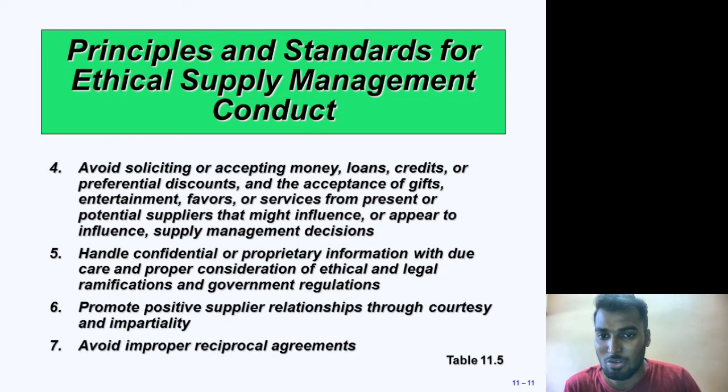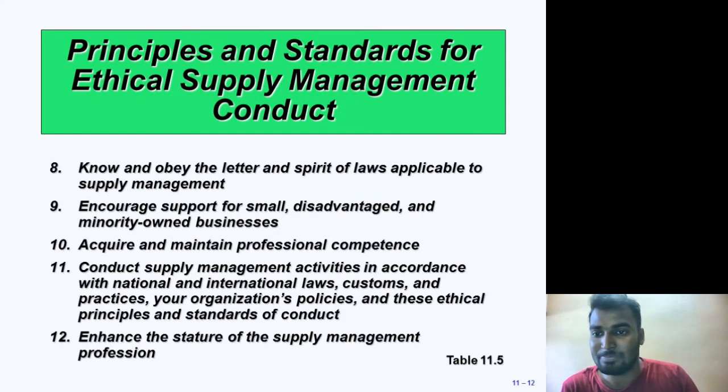Accepting money, loans, or what we call a prime, are all things we need to avoid. Confidential and proprietary information has to be handled properly, abiding by the rules of government and the legal authorities, and promoting positive supplier relationships through courtesy and impartiality. Partiality has to be kept aside, and we need to treat everyone equally and avoid reciprocal agreements, which affect the growth of the organization.